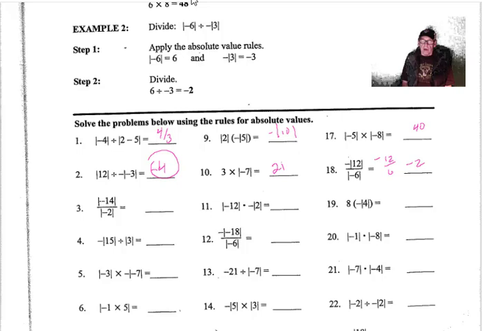On number 3, we've got 14 divided by 2, that's going to be 7. That's absolute value. Negatives cancel. For 11, we've got 12 times 2, which is 24. That's times a negative 2, which is going to make negative 24. For number 8, we get a negative 4 out of this part here.